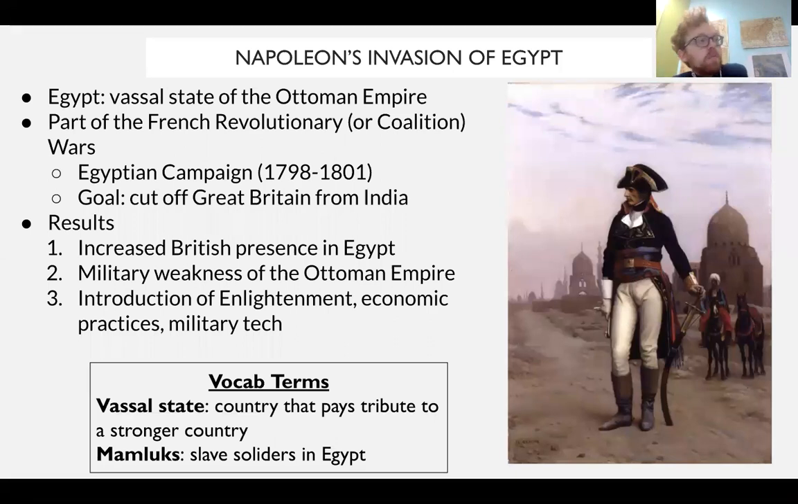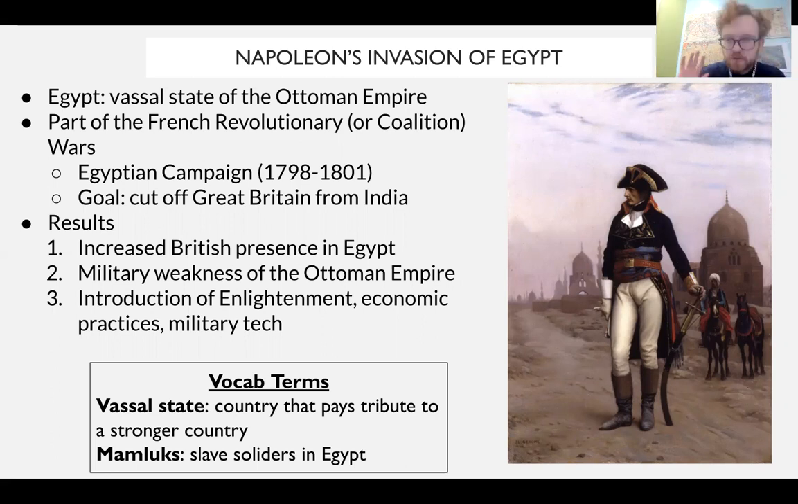And one of the major problems that will be presented to the Ottoman Empire will be invasions, actually, by European powers, especially in Napoleon's invasion of Egypt. So let's backtrack really quick. Let's go back to the French Revolution. So the French Revolution is going to inspire an all-out war in Europe against France. And we call this war the Coalition Wars. Basically, everyone v. France. And one of these military leaders that's taking the fight to the other European powers is Napoleon.